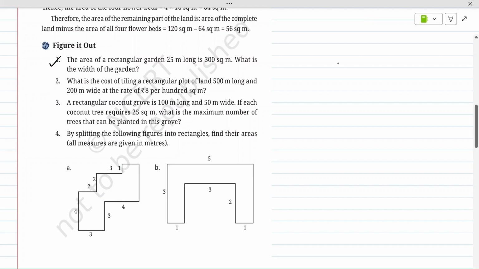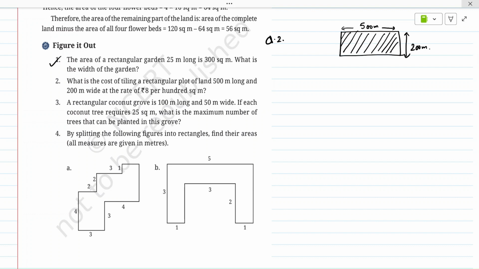Okay, let's go to question number 2 here. Question number 2 is: what is the cost of tiling a rectangular plot of land 500 meters long and 200 meters wide? So here I'm taking a rectangle first. We have a plot, whose length is 500 meters, and it is 200 meters wide. Okay, and now what we have to do is put tiles here inside.